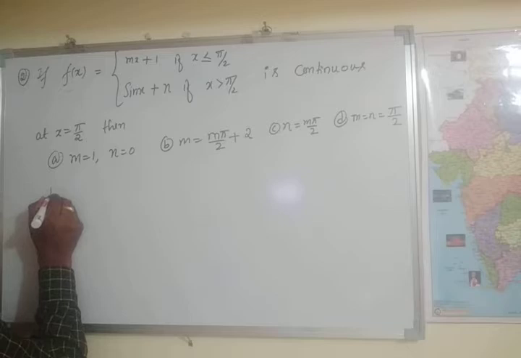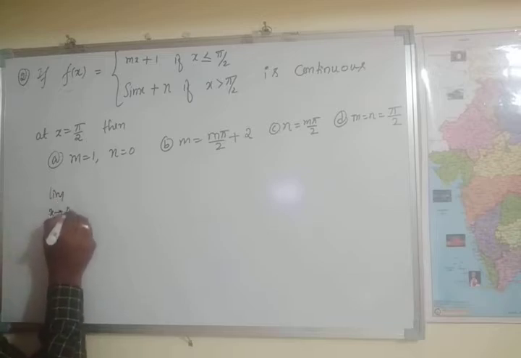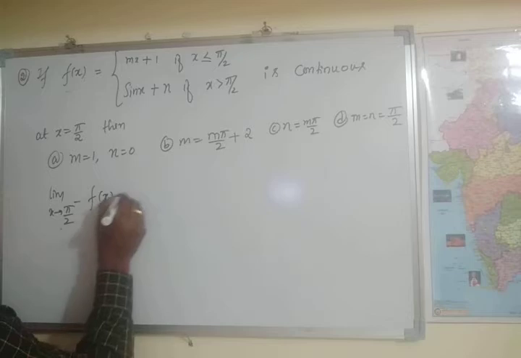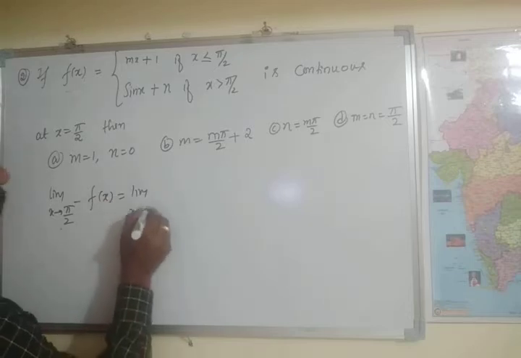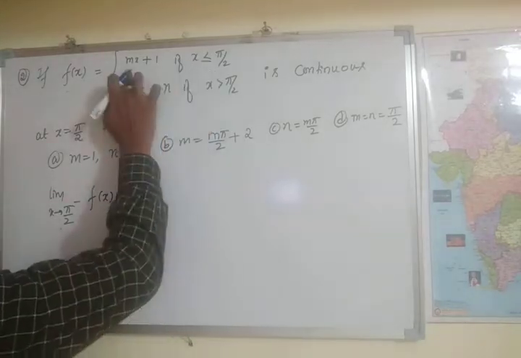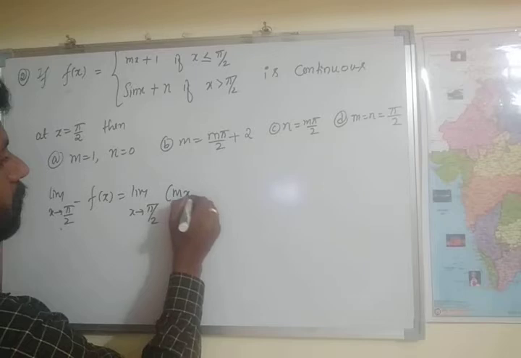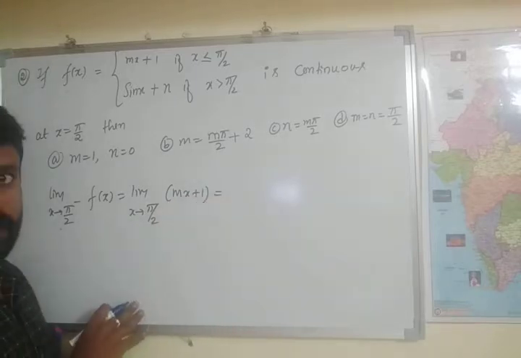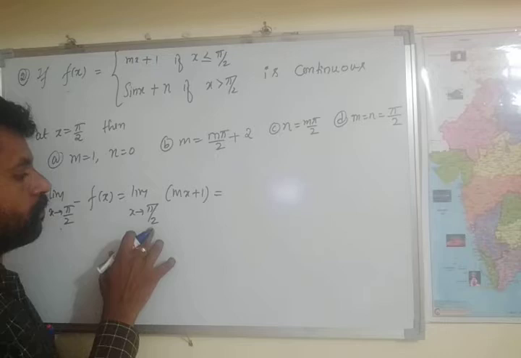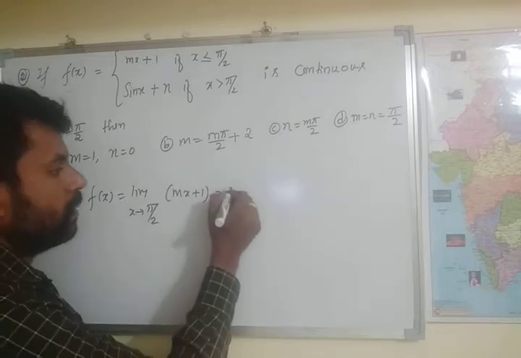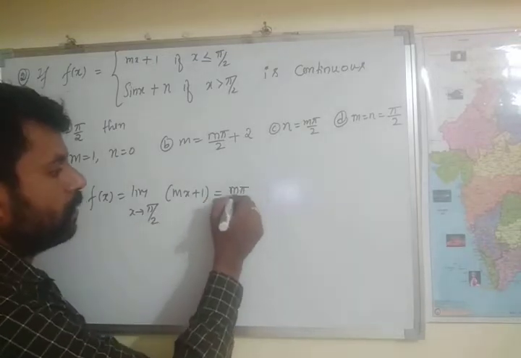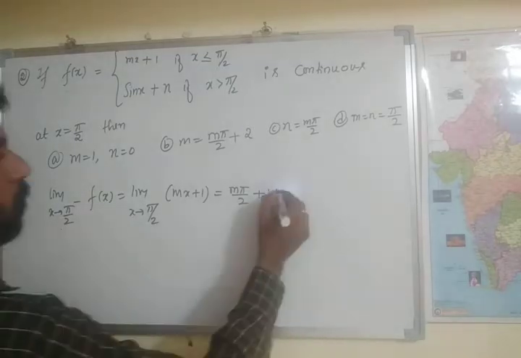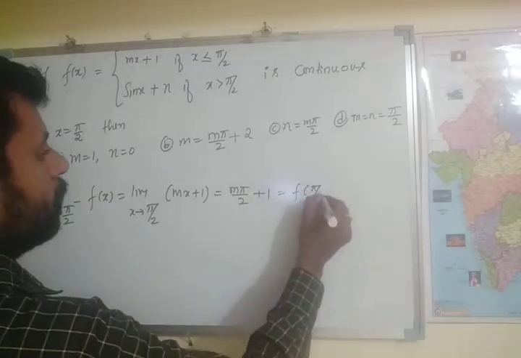Limit as x tends to pi by 2 from the left, the left hand limit of f of x, under the less than condition. Here we have the function mx plus 1. As x approaches pi by 2, we substitute pi by 2 in place of x. We get m into pi by 2 plus 1, and this result is also equal to f of pi by 2.